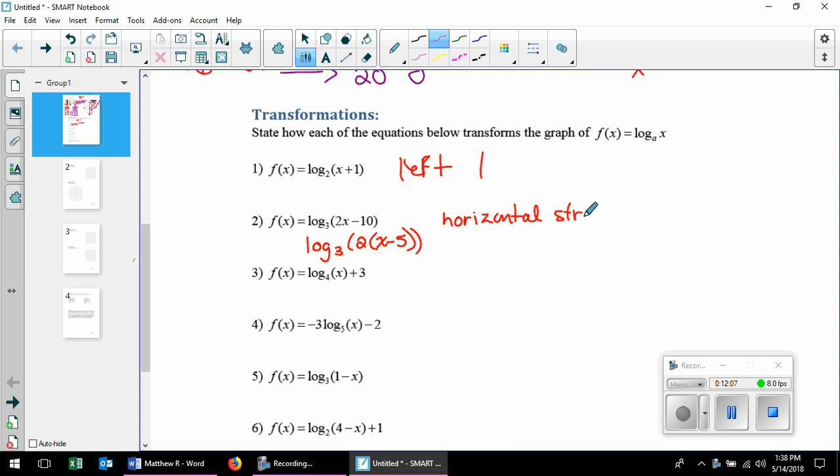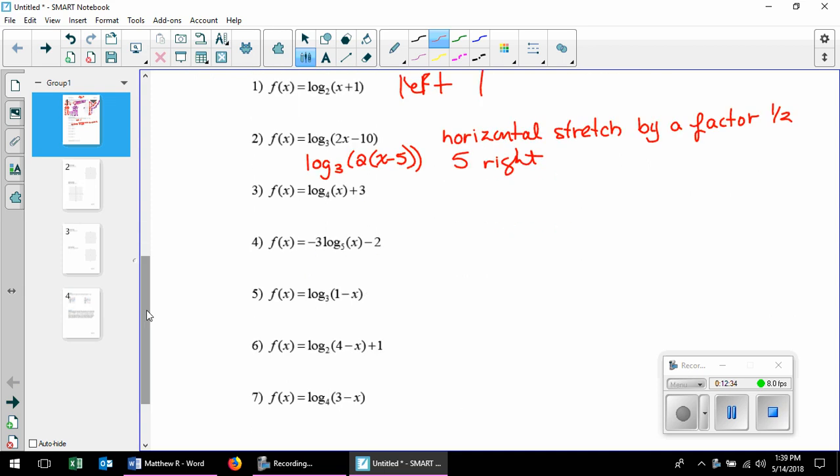horizontal stretch by a factor of how much? 1/2. And what else is happening? Where am I going? 5 units. Right. So if you had done it from here, you would have got this and you would have screwed up that. Happens. What about number 3?